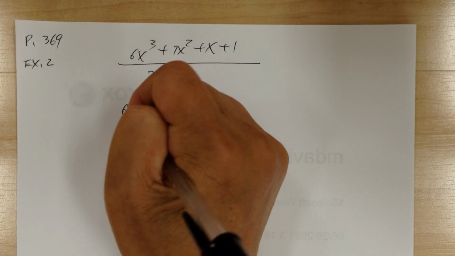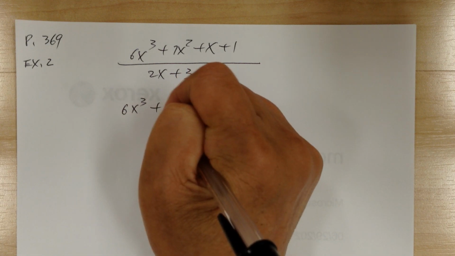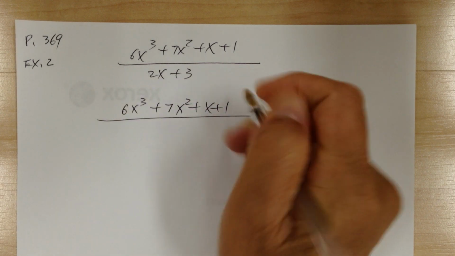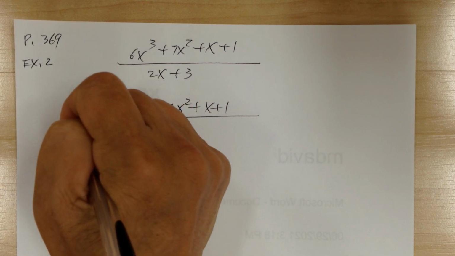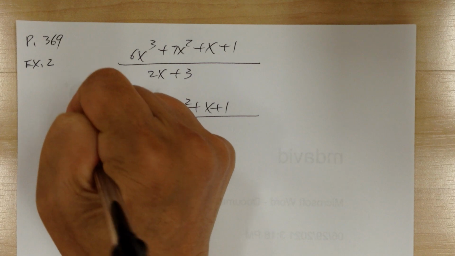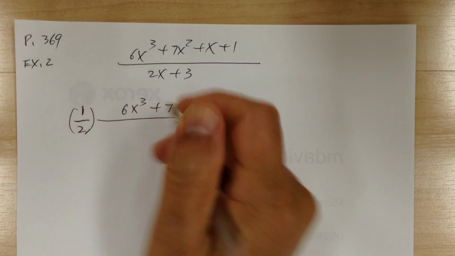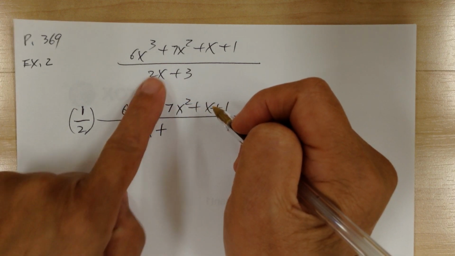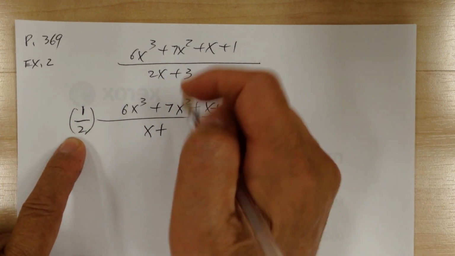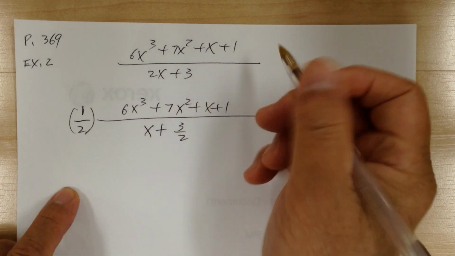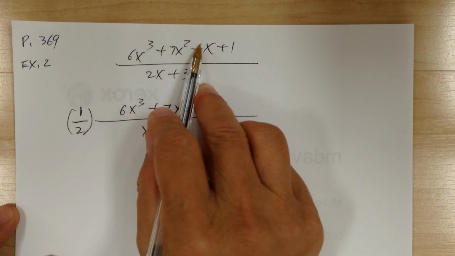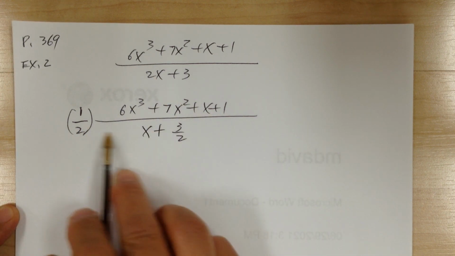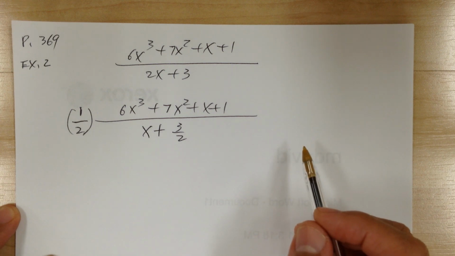So this becomes 6x to the 3 plus 7x squared plus x plus 1. Over here, I'm going to put a fraction. So on the top, you don't do anything. So you factor out the 1. On the bottom, you have to factor out the 2. So when you factor out the 2, this becomes x plus, factoring means dividing. So 2 divided by 2, you get 1. And 3 divided by 2 will give you 3 over 2. Again, you can do the quick check, right? 1 times whatever will give you whatever. 2 times x gives you 2x. 2 times 3 over 2 gives you 3.